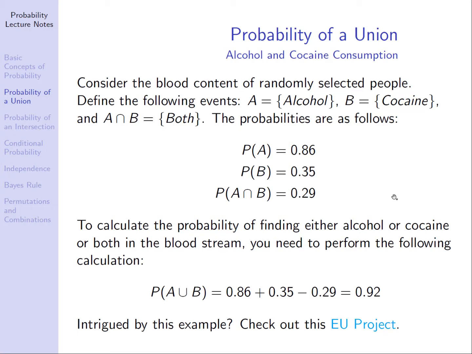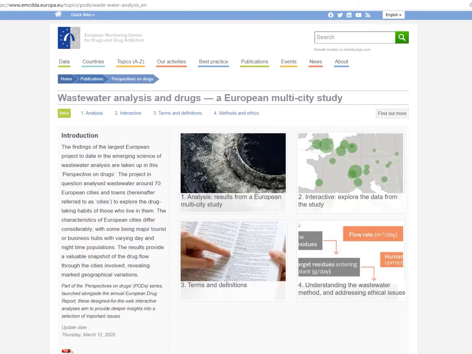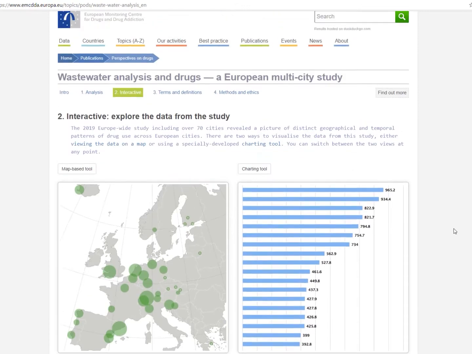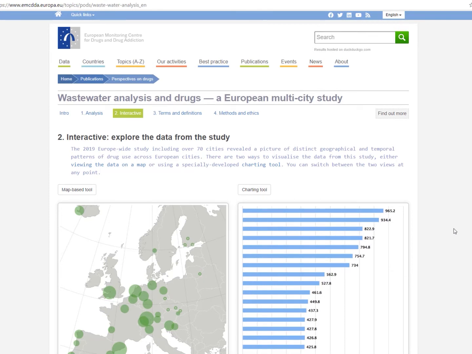Now, if you find this example intriguing, then you should check out the following EU project. The justification for this alcohol and cocaine example is a project from the European Union which traces drug consumption in sewage water. What they do, and you can click here on this interactive tool, is that they are tracing various drugs in large cities in the European Union over multiple days throughout the week and also over multiple years.